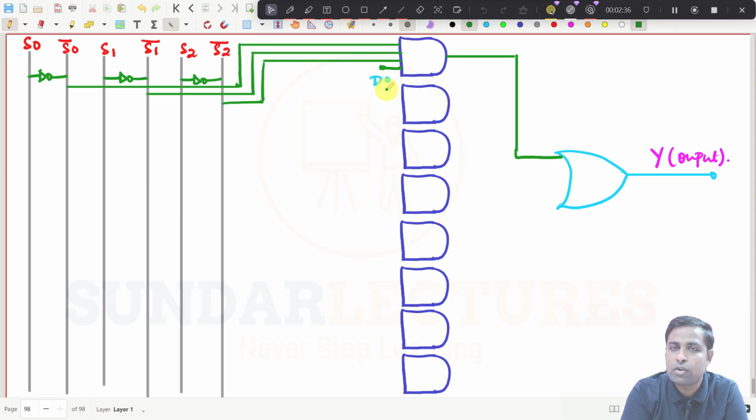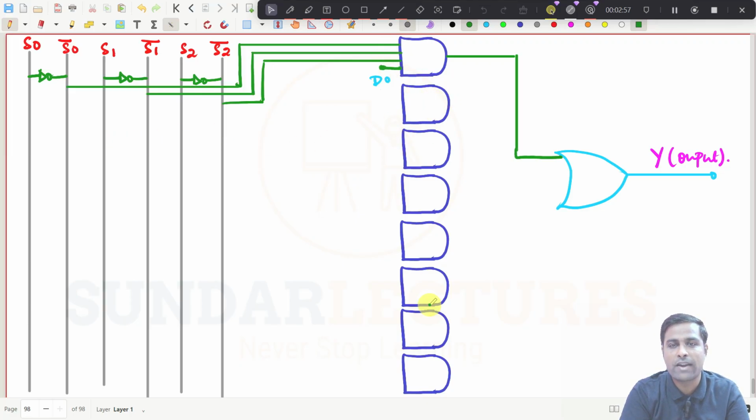If I give D0 as 0 now, all the 3 inputs are 1, but this is 0. So the AND gate output will be 0, and that 0 connected to the OR gate will produce a 0 now. Try to understand, right? If this is 0 0 0, then all other AND gates will be disabled. I will explain you a bit later, right? So this is the whole idea.